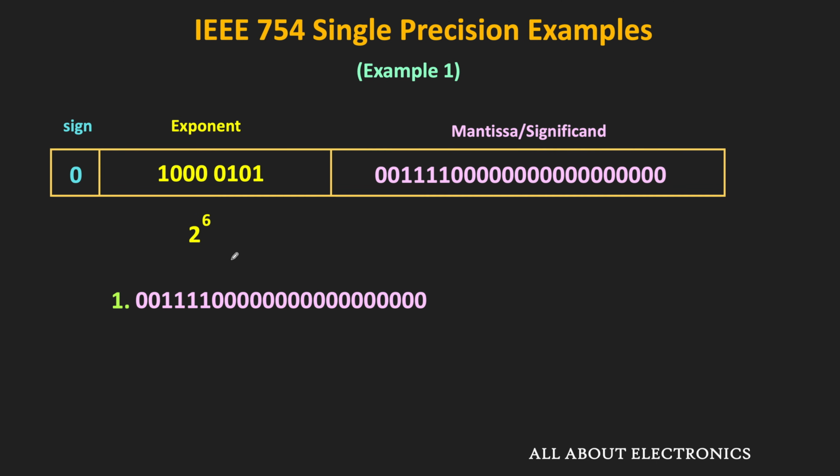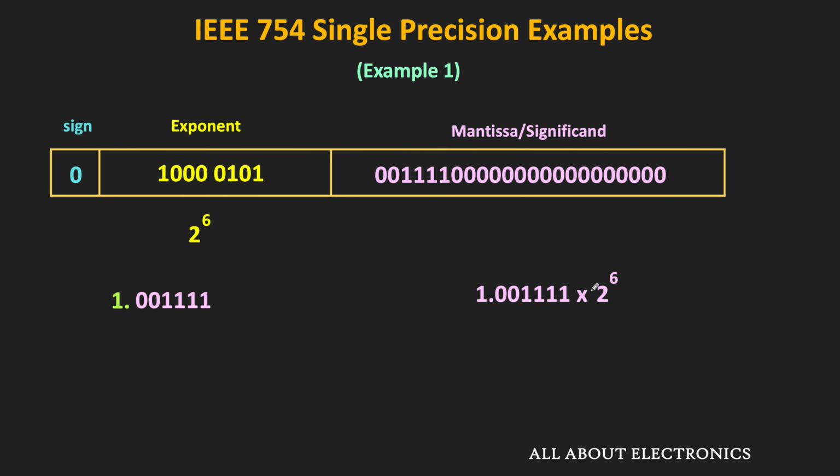So here in this fractional part, we can remove all these zeros. That means this will be the significand of the given number. And along with the exponent value, this is the normalized binary number. So now, let us convert this normalized binary number into the true binary number.